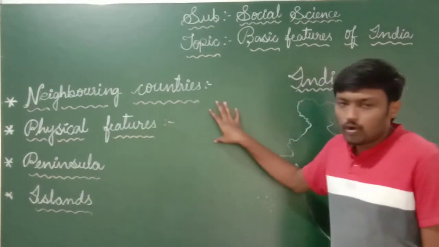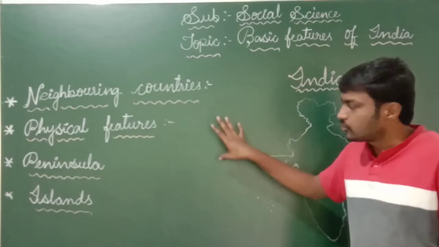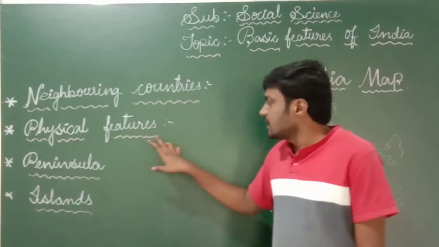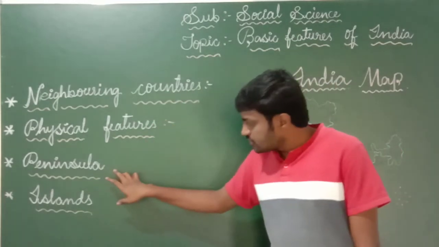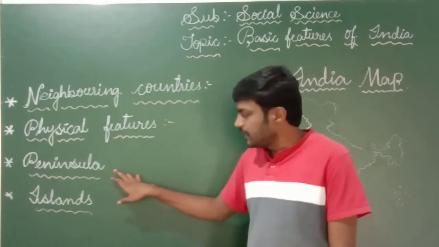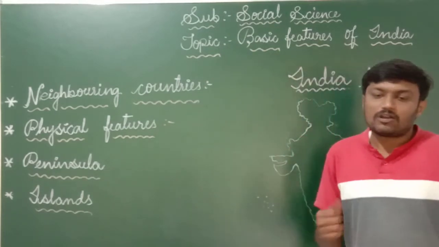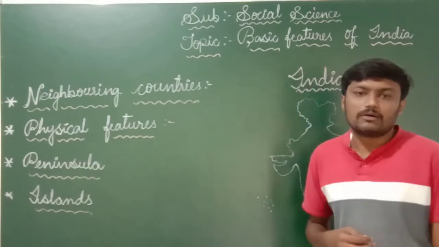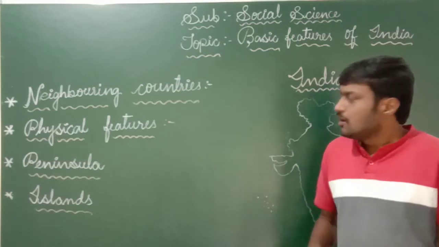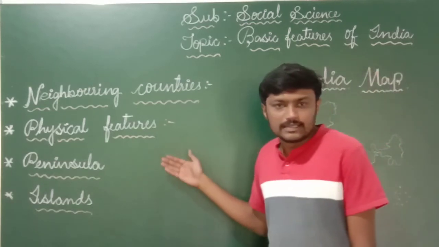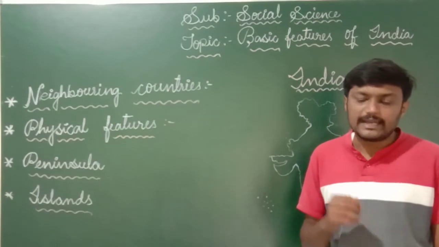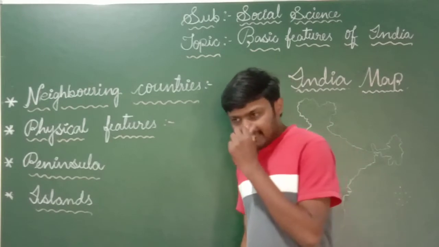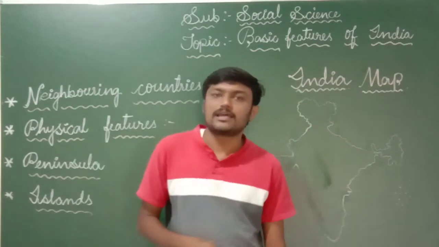See, these are some important points which we are going to deal with in this topic. Those are the neighboring countries of our India, physical features of our India, the peninsular shape of our India, and islands. In our last classes, when we were discussing maps and globes, we discussed some important points regarding this. But in this chapter, we shall study in detail the following characteristics. Neighboring countries. I think you are very familiar with our neighboring countries.